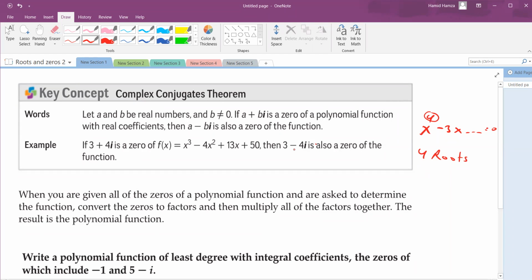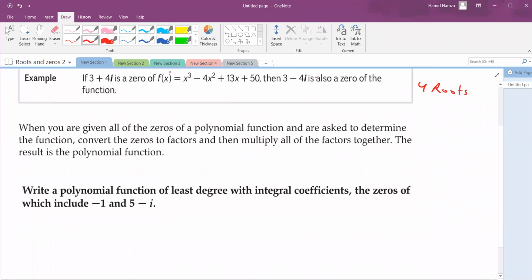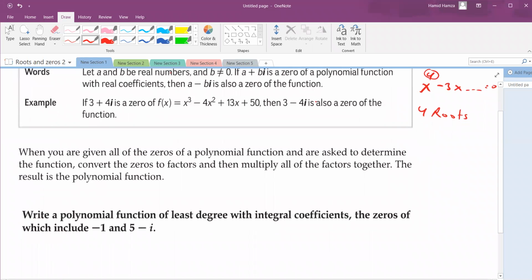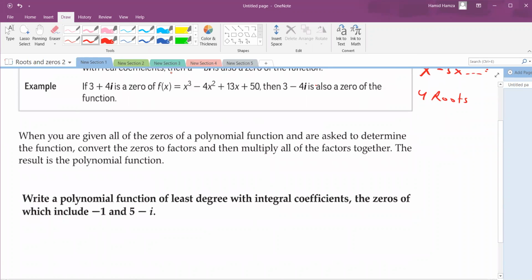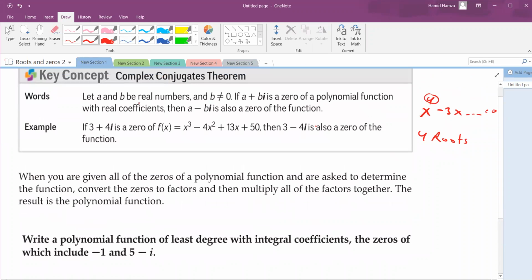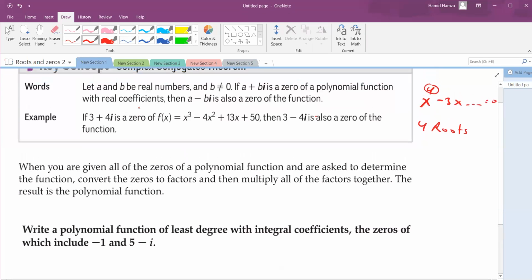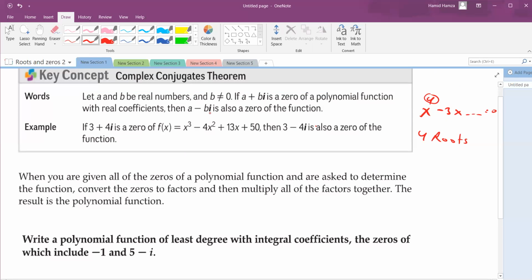So we studied how to find these roots. Today, as I mentioned, we will reverse the operation. I give you the roots and ask you to try to form the equation. This theorem tells you if you have a complex number as a root, this means, guys, its conjugate is also a root.